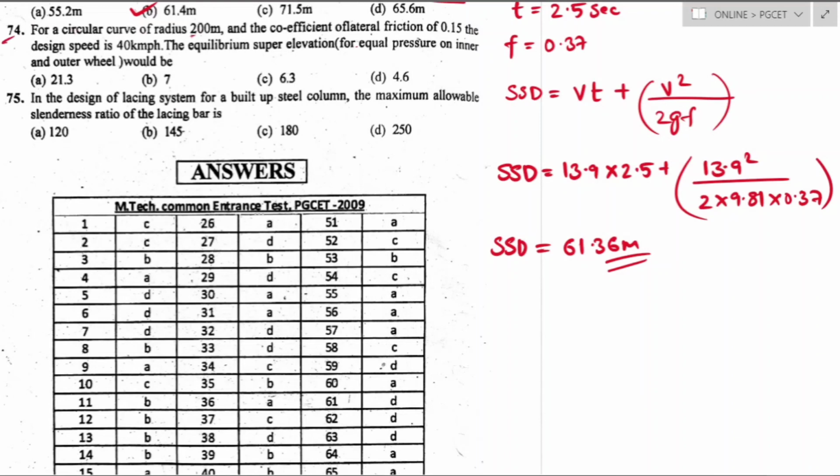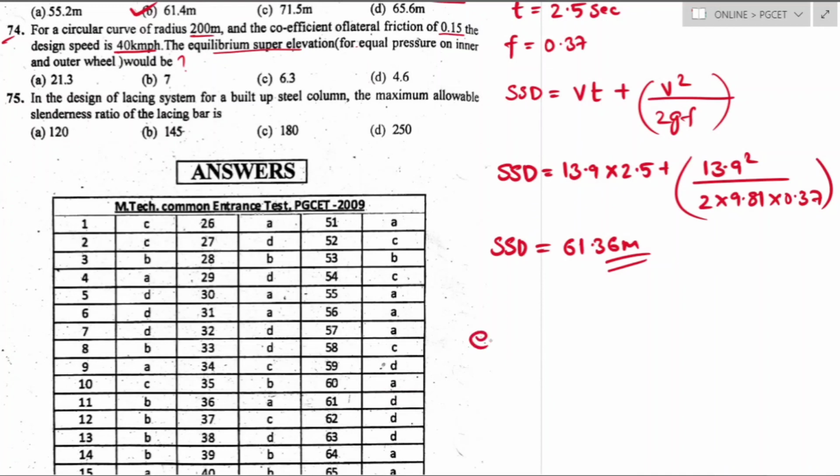Question number 74. A circular curve of radius 200 meter and the coefficient of lateral friction of 0.15. The design speed is 40 kmph. The equilibrium super elevation for equal pressure on inner and outer wheel would be. So we have to find the equilibrium super elevation. Equilibrium super elevation is the super elevation which, when provided, imposes equal pressure on both outside and inside wheels of the vehicle. So there will be no lateral friction of the vehicle. So F will be equal to 0.